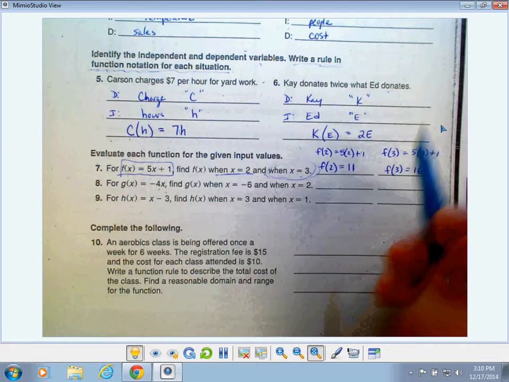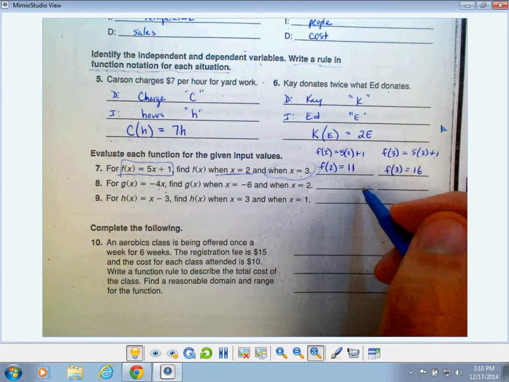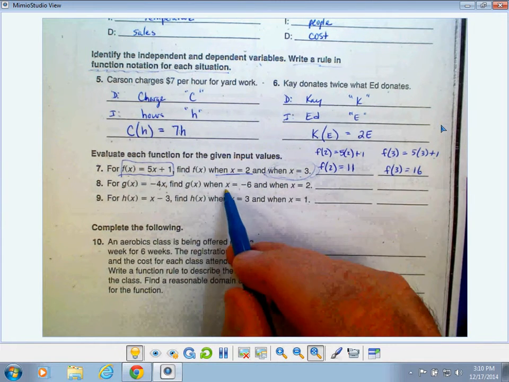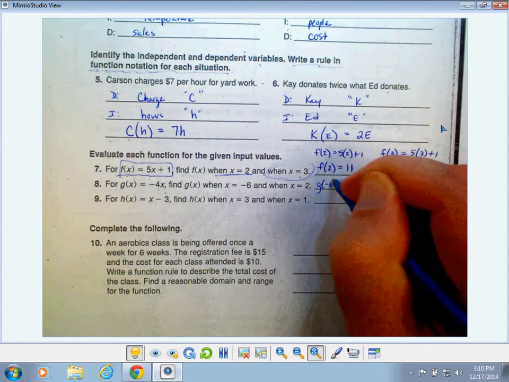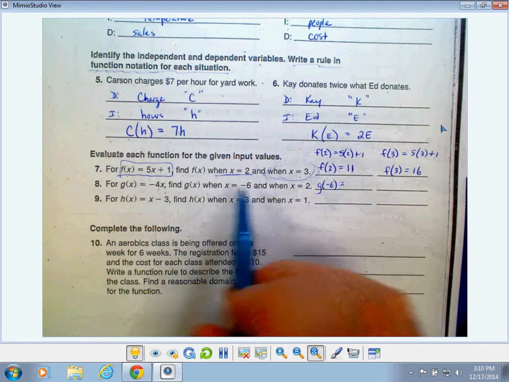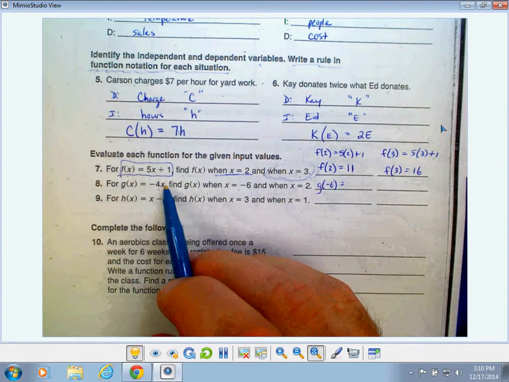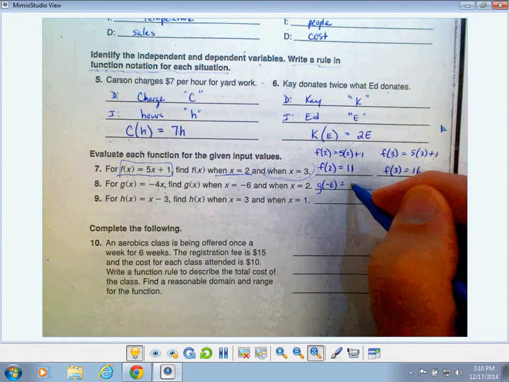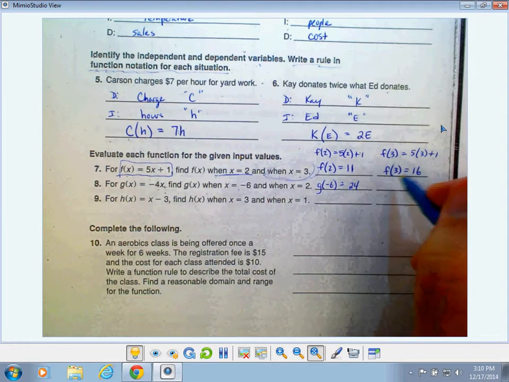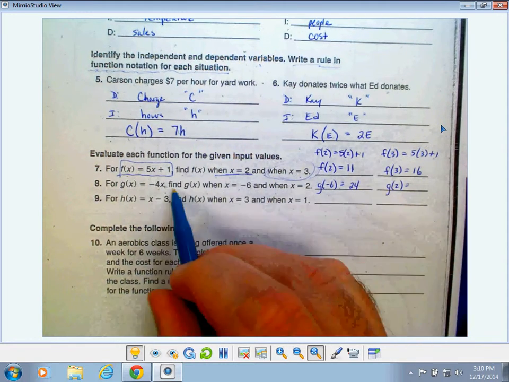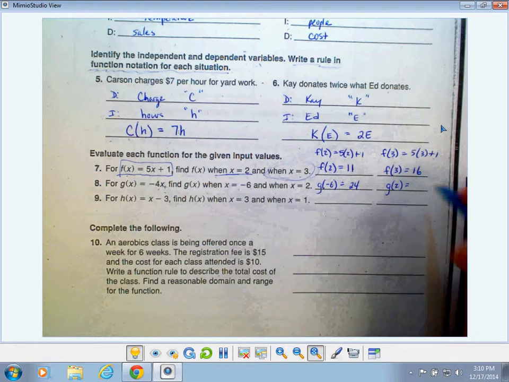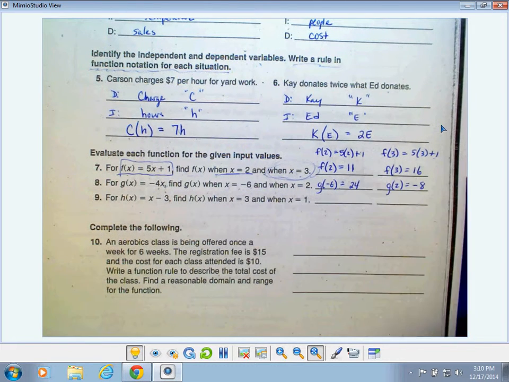And so I'm going to shortcut the other ones here. When it says g of x, and x is negative 6, what we're really saying is, what is g of negative 6? It means stick negative 6 into the problem. If you do, negative 4 times negative 6 is positive 24. And what is g of 2? Again, stick 2 in for x. It would be negative 4 times 2, negative 8.